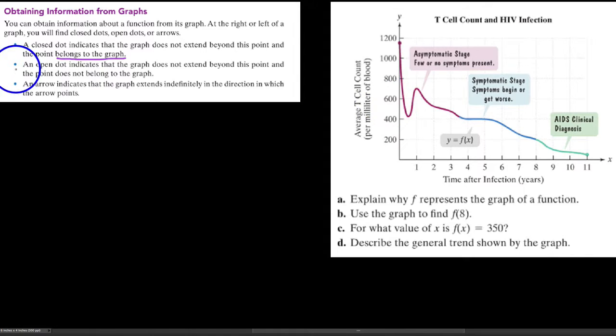Okay. Now the last thing I want to mention is this. An arrow would indicate that the graph extends indefinitely in the direction in which the arrow points. So this graph over here has no arrows, but of course that's how we recognize them. So I do want you to see this graph.